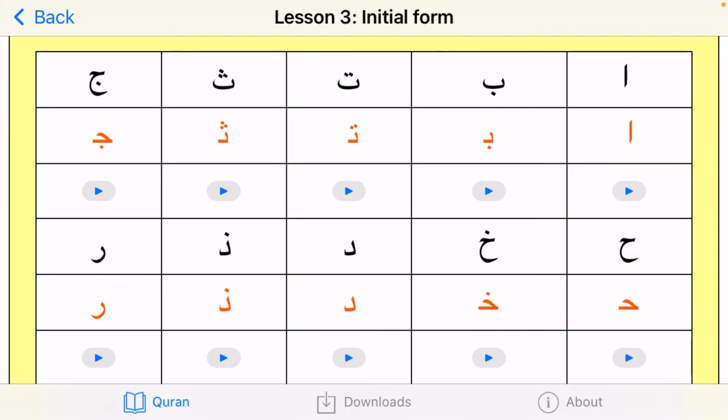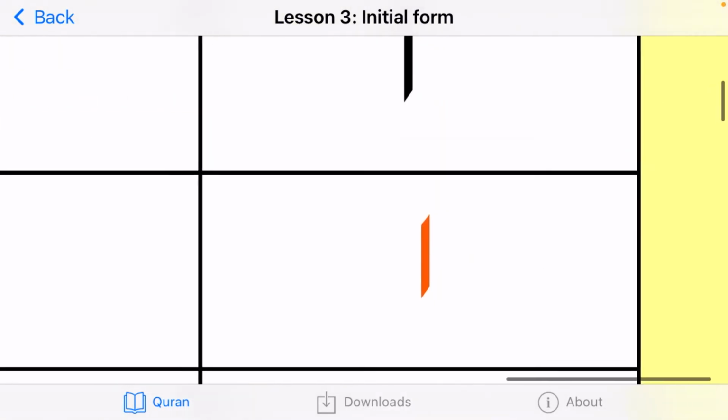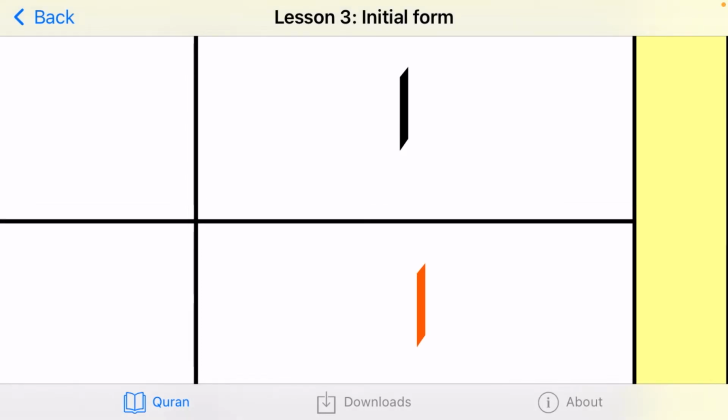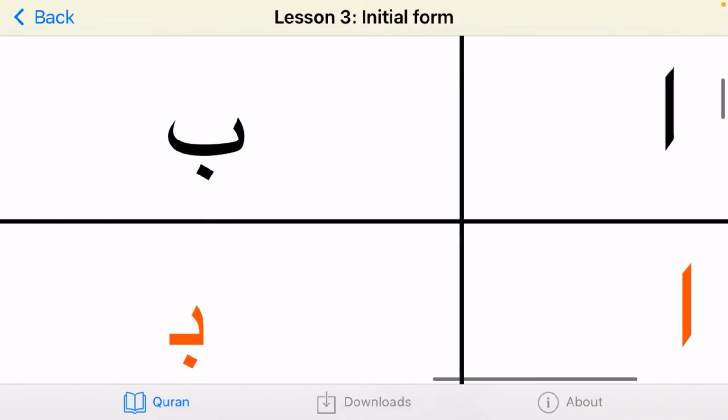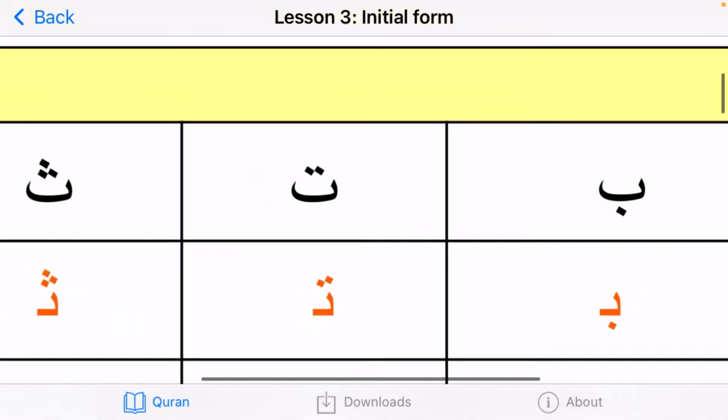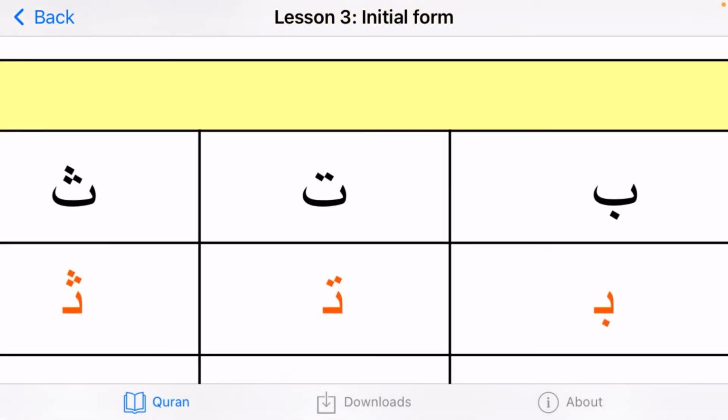So, as we can see, the original form of the letter is in black and the initial form is in orange. The first one is alif, and as you can see, alif is one of the letters that looks the same regardless of where it is in the word. Alif, as it shows here, the initial form alif and original form of alif look the same. Ba, ta, and tha look the same, as in the shape is the same in the initial form. What differentiates them is the dots. We're going to see this a lot, very frequently.